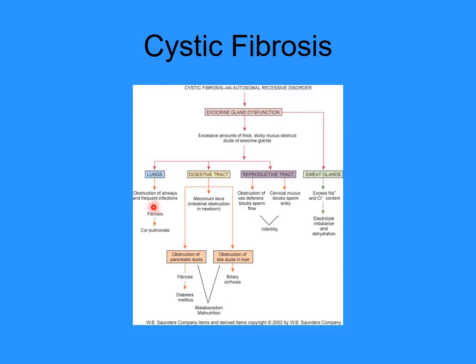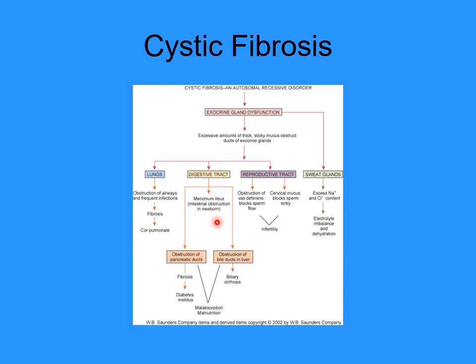So in the lungs, it obstructs the airways. You get frequent infections, and the cells surrounding it die. And when lung tissue is destroyed, it causes congestion in the lungs, which can result in cor pulmonale, which is a right-sided heart failure from the obstruction in the pulmonary circulation.